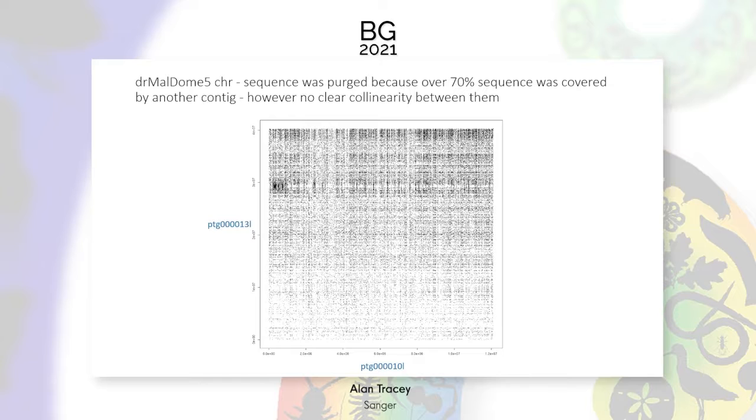Focusing on DR Maldome 5, the case where purge dupes incorrectly removed 12 megabases, this plot shows us the sequence alignment between the removed contig and the contig that purge dupes deemed to be a haplotype of that contig. We can clearly see that there's no collinearity between these two sequences. And in fact, purge dupes doesn't require collinearity.